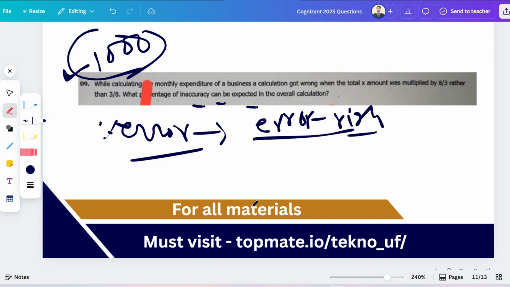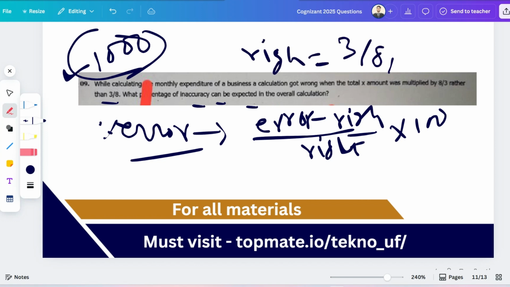Okay, then right into 100, I mean (wrong minus correct) by correct into 100. So the expected is 3 by 8. Expected means the right one is equal to 3 by 8, and the wrong one which they have made is 8 by 3. So you have to calculate that, right?